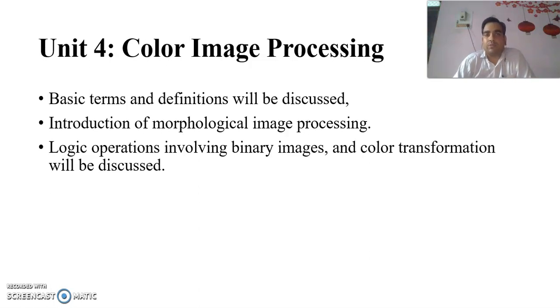Then we will talk about the logical operations which can be performed on the binary image. As you know, a binary image is a collection of zeros and ones. Only two colors are there: one is black and the second one is bright. So dark pixels are denoted by 0 and bright pixels are denoted by 1. The color transformation part will also be discussed in this particular unit.